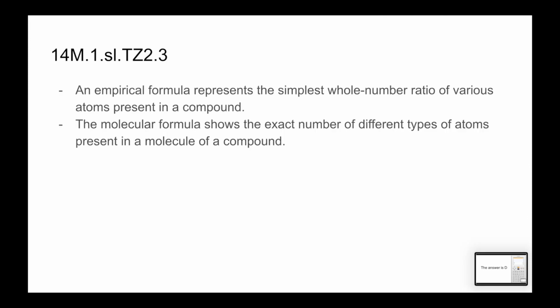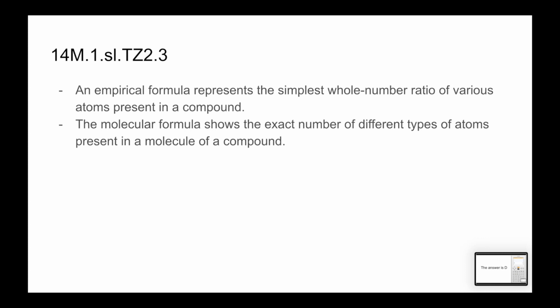So finally, in the final question, it asks for which compounds is the empirical formula the same as the molecular formula. Number 1, methane, number 2, ethene, and number 3, ethanol, and it gives the options A, 1 and 2 only, B, 1 and 3 only, C, 2 and 3 only, and D, 1, 2 and 3.